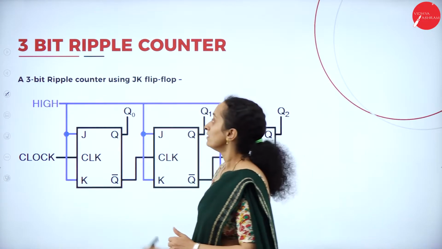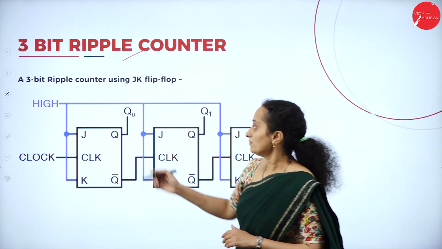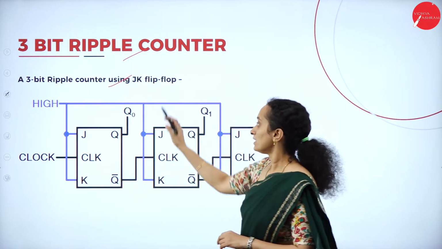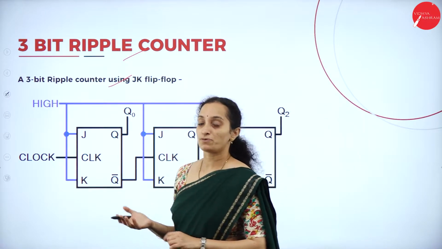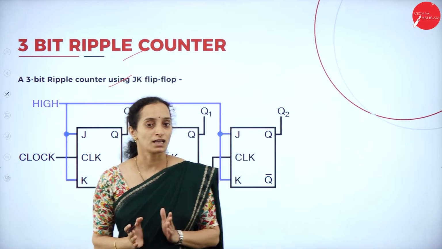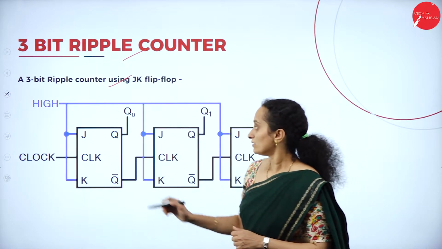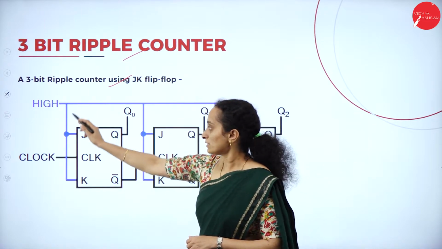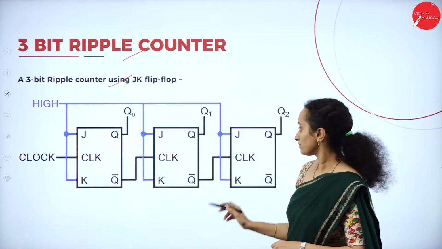Here we have a 3-bit ripple counter. A 3-bit ripple counter can use the JK flip-flop. What about the types of flip-flops? We can know it in the next session. So we have the JK flip-flop. It uses the high value which is provided to the counters.